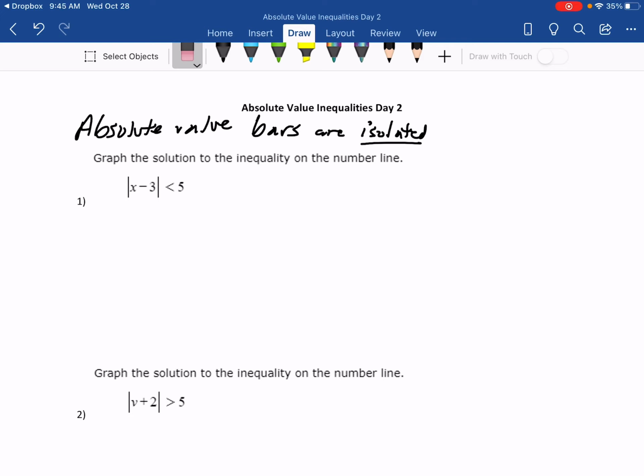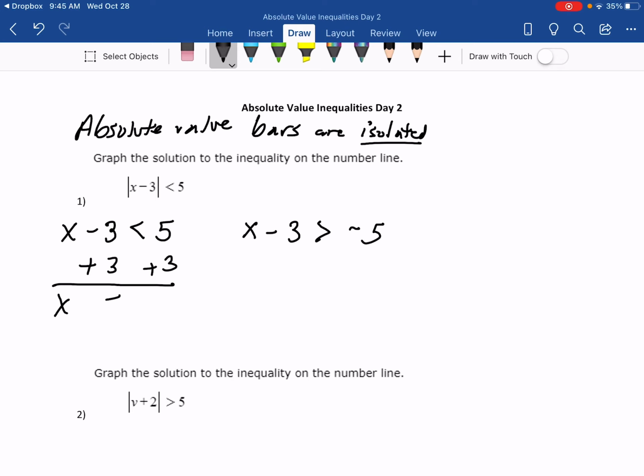So we are going to remove the bars and make our two inequalities. So x minus 3 less than 5. Now we'll reverse everything. X minus 3, I'm going to switch from less than to greater than, and I'm going to make that 5 negative. So solve each inequality. X less than 8. X greater than negative 2.